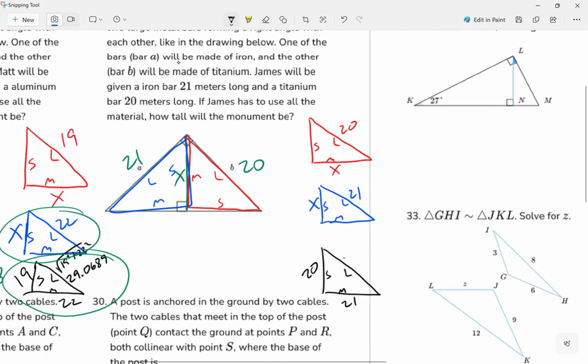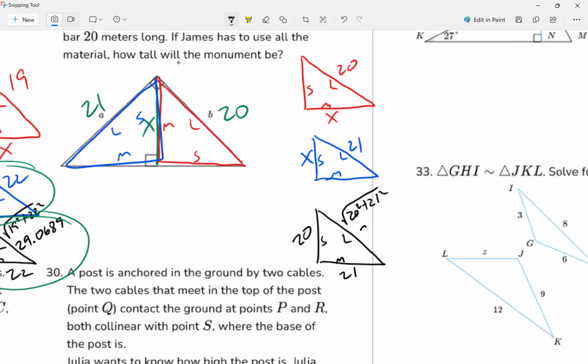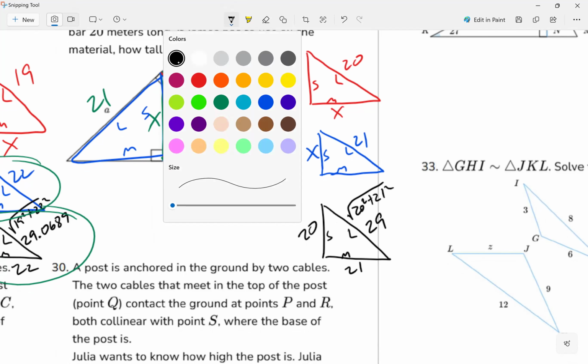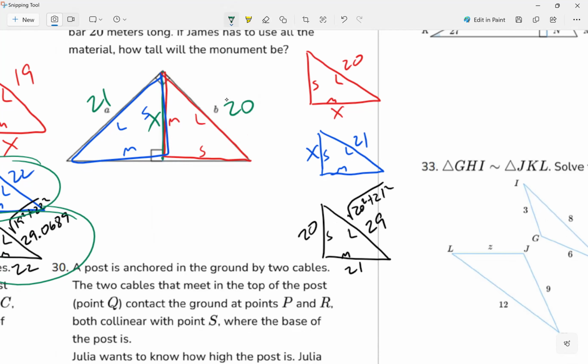It's the square root of 20 squared plus 21 squared, which according to my calculator, it's 29. Making sure that I did type it right. 20 squared plus 21 squared. Yeah, 29. Good. I don't have to deal with decimals. So let's pick a side. Let's pick these two triangles.